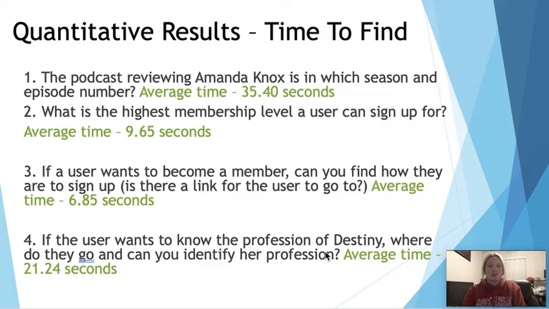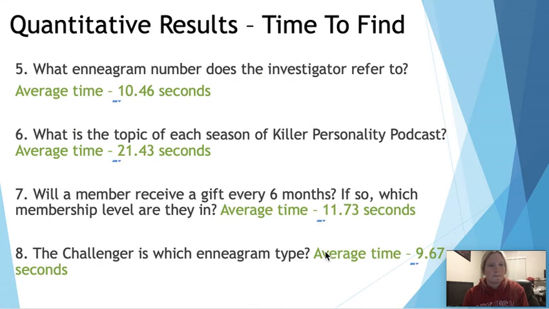For number three, that third task, it took an average of 6.85 seconds for the participants to find. Number four, it took the participants an average of 21.24 seconds, so that one did take a little bit longer. Number five task, the average time it took participants to find was 10.46 seconds. Number six, it took the participants an average of 21.43 seconds, so that one did take a little bit longer as well. Number seven, that took an average of 11.73 seconds. And then number eight, that task took an average of 9.67 seconds.